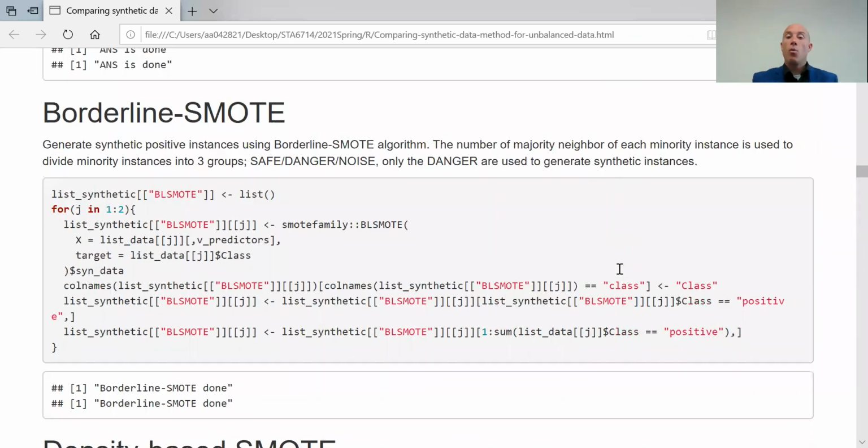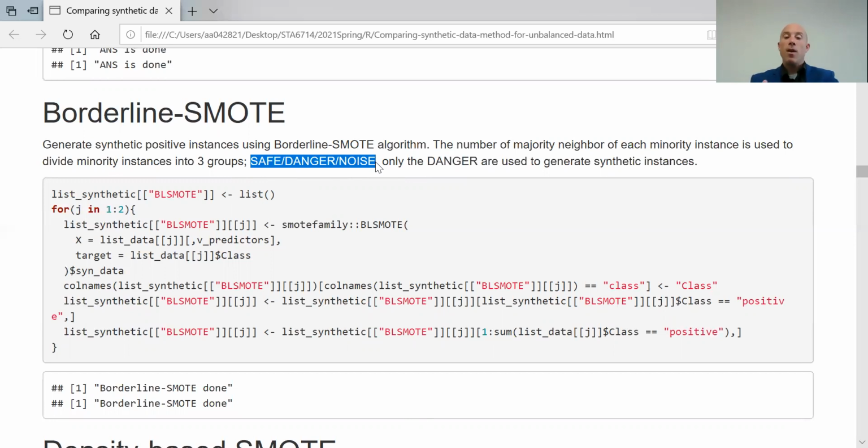Now we have borderline SMOTE. So once again, we're trying to get the borderline cases. The borderline cases are the ones that are most important to us, because if I have a good solid boundary between my positive and my negative cases in higher dimensional space, I'm going to have good model fitting. So here we generate synthetic positive instances using a borderline SMOTE algorithm. What it does is partition each of the observations into one of three groups: safe, danger, or noise. And only danger is used to generate synthetic instances.